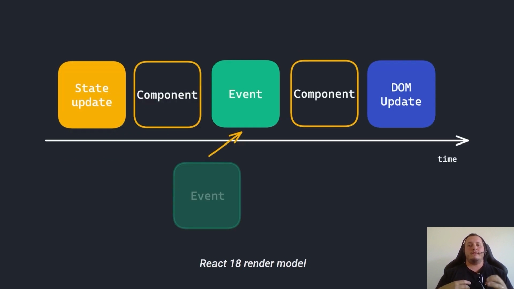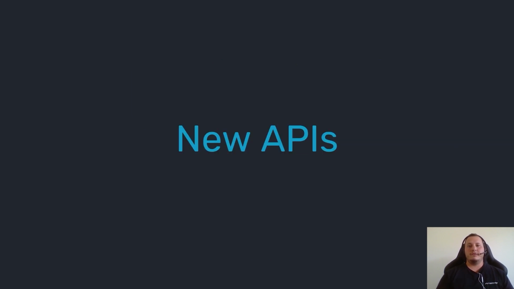So from the set state call till the DOM update, if in between an event happens, a mouse click, a mouse move, whatever it is, React will be able to interrupt the render, handle the event, and then resume the render. Interrupt it and resume based on the activity of the user in our UI. So how is it possible?